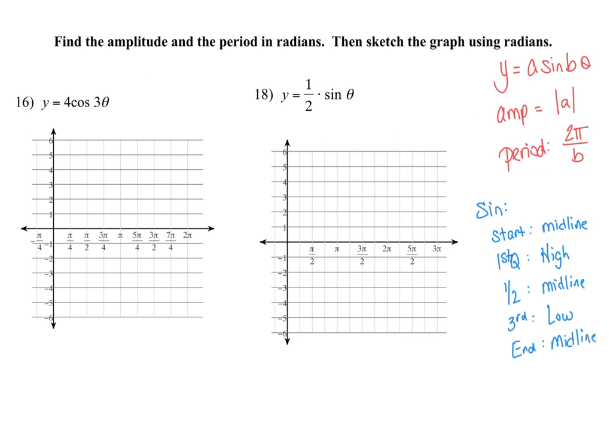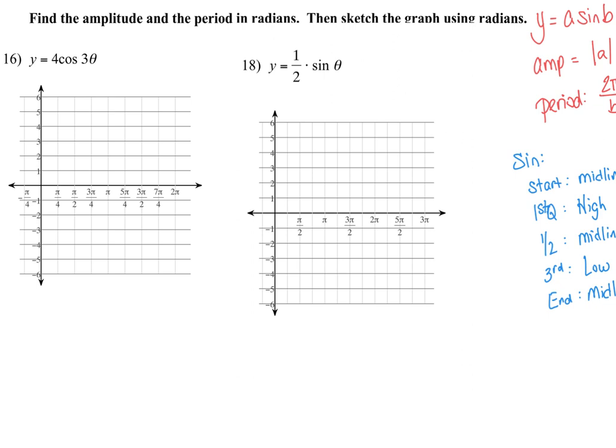Cosine just shifts it over. So for your cosine, you start at your high value. First quarter, you're at your midline. Halfway, you're at your low. Third quarter, you're at your midline. And you end back at your high where you started. Those are your quarters for these functions.